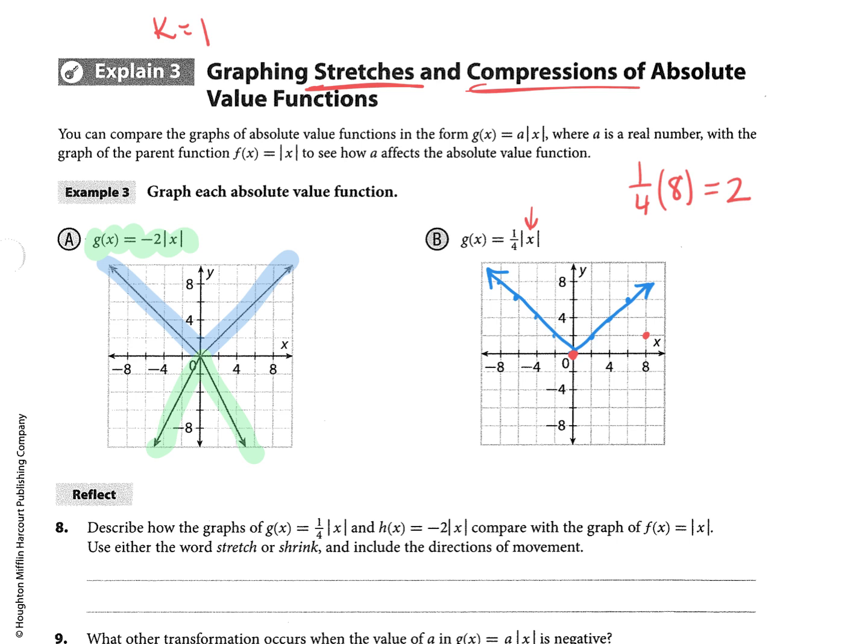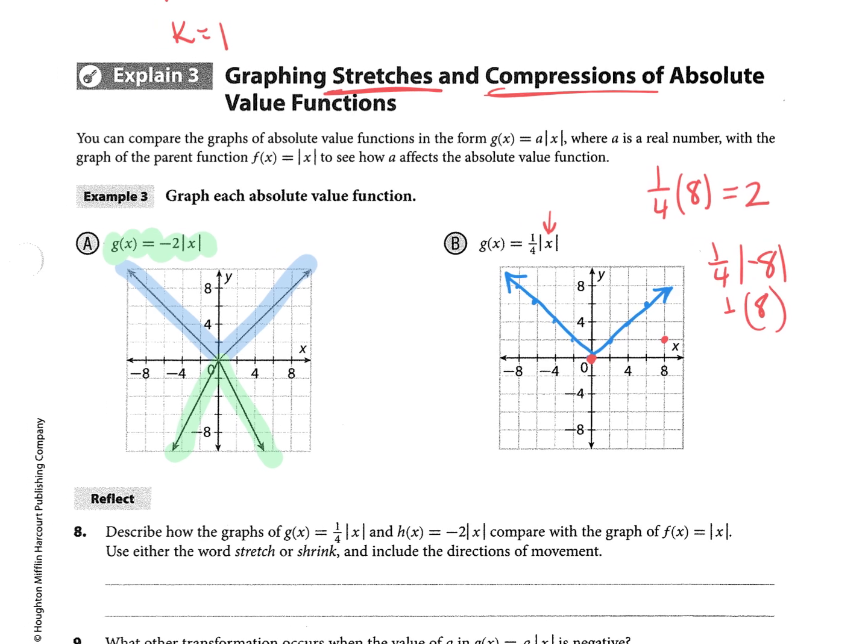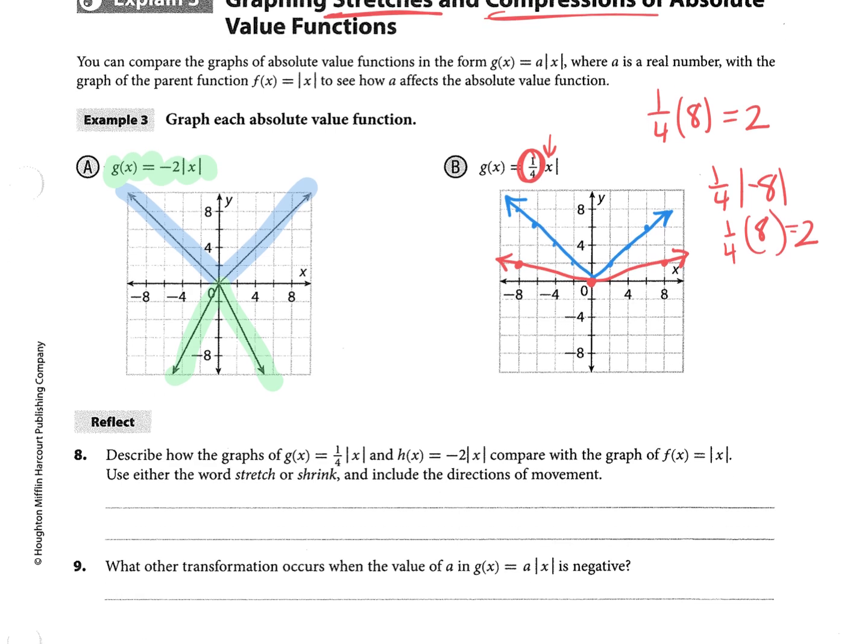How about if I put in negative 8? The absolute value of negative 8 is 8, and 1/4 of 8 is still 2. So we're going to go over to negative 8 and up to 2. So if we keep that a value positive, it still points up in the same direction, but it's not going to be the same because it's going to have a stretch or a compression piece to it.